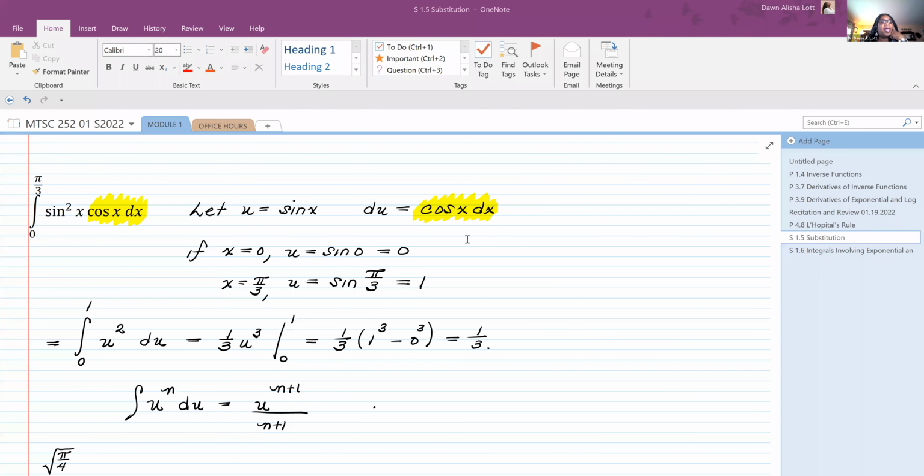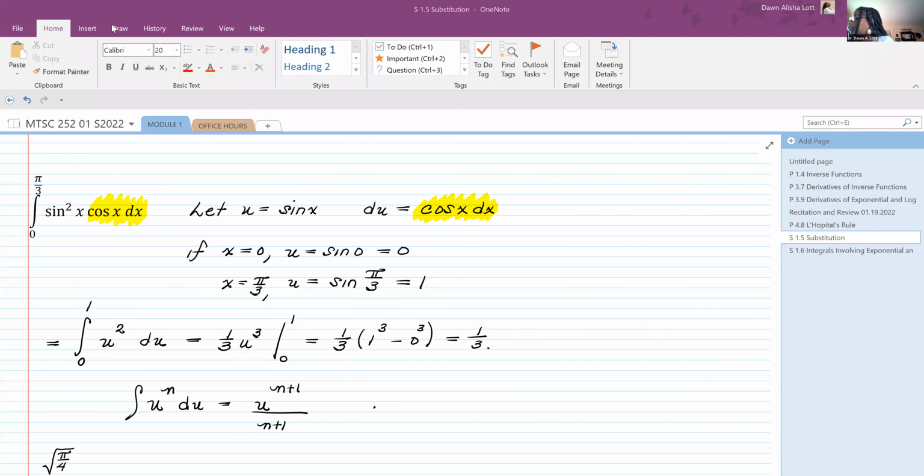Okay, so I just want to go back over this problem that we did yesterday because there was a typo in here. All right. So we were looking at the integral of sine squared of x times cosine of x dx. We let u equal sine x, du equal cosine x. We said that if x is equal to 0, then u was the sine of 0, so that was 0. And then we said if x equals pi over 3, then u is equal to the sine of pi over 3. And here's where the big error is.